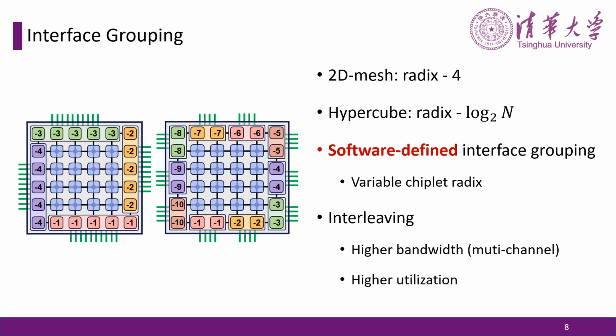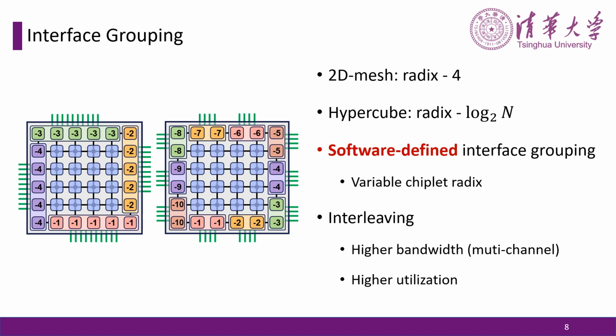As shown in the figure, a 6 times 6 2D mesh has 20 edge nodes, and these nodes can be clustered into 4 or 10 groups. After interface grouping, chiplets can be regarded as large nodes with flexible radixes. In this way, we can flexibly adjust the radix of the chiplet node, and the bandwidth on each edge can also be adjusted.